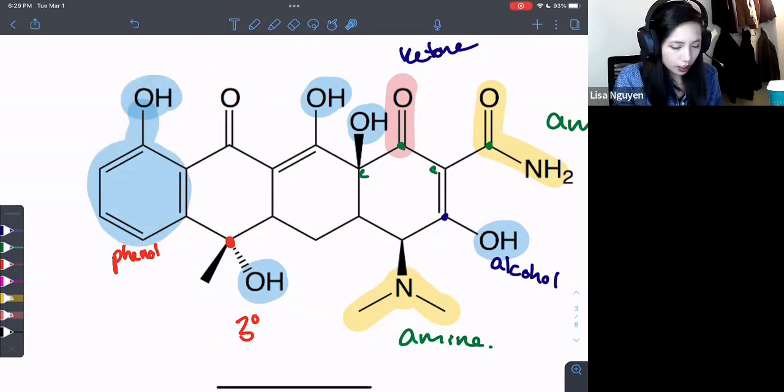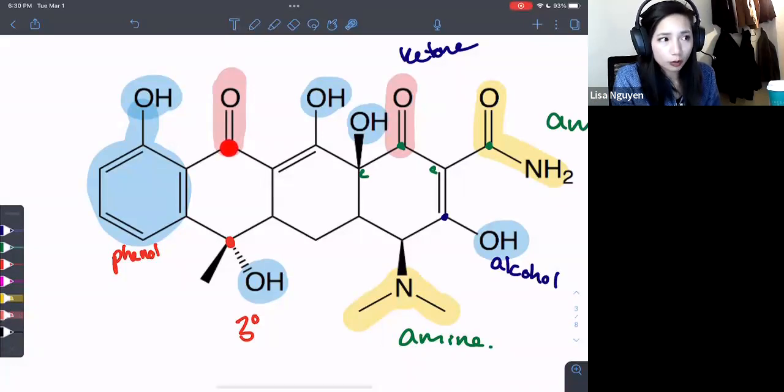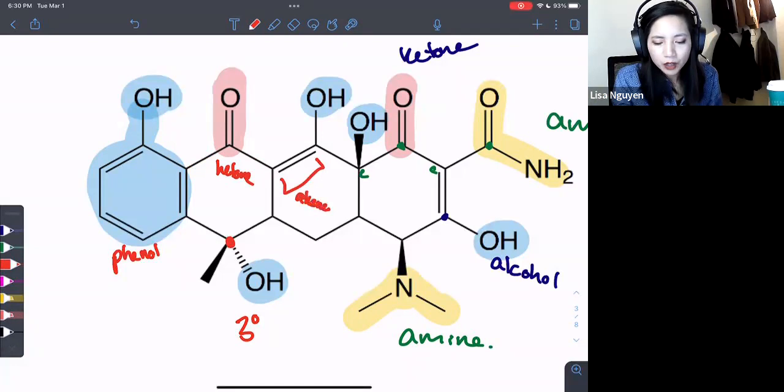And so we have another carbonyl here, a carbon-oxygen double bond. We inspect what is attached to this carbon. It's just two other carbons, so this would also be another ketone. And then finally, the last thing, this is an alkene. There are actually two random double bonds, so there are two other alkenes in here.